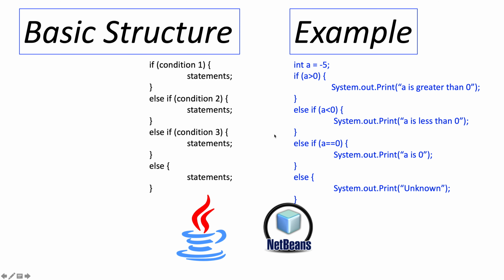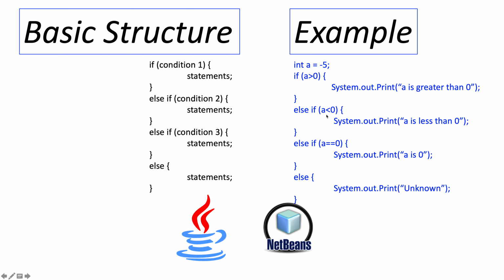For example, we have the value of a now as -5. The program will check the condition written here. First it will check whether the value of a is greater than 0 or less than 0. This is obviously false. We can see that a is clearly not greater than 0. As this is false, these statements will not be executed. It will exit from here, and then it will check the second condition.